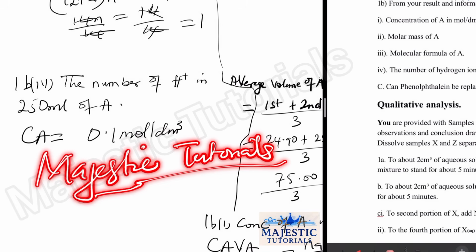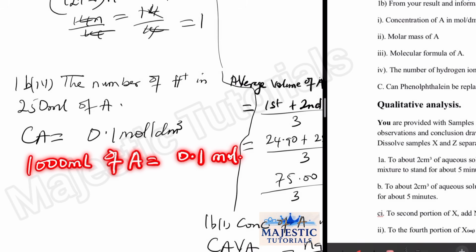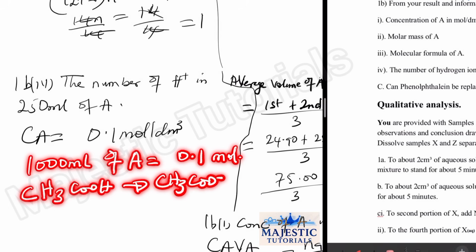Then what we want to clear here is that Ca is 0.1 mole per dm³. What does this mean? This implies that in 1000 cm³ or 1000 ml of A, there is 0.1 moles of A. Then A, having gotten the formula that A is CH3COOH, we dissociate it into CH3COO⁻ plus H⁺. This implies that 1 mole of the acid will give us 1 mole of hydrogen ion by dissociation. Why? Because our dissociation gave us 1:1.